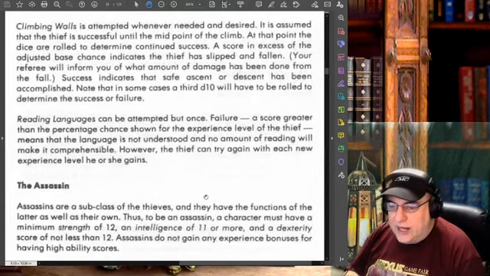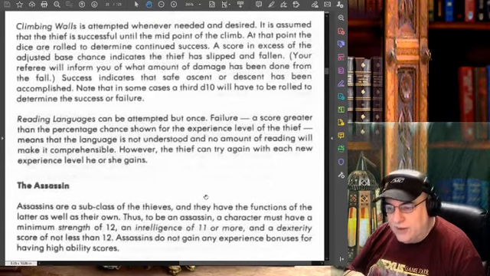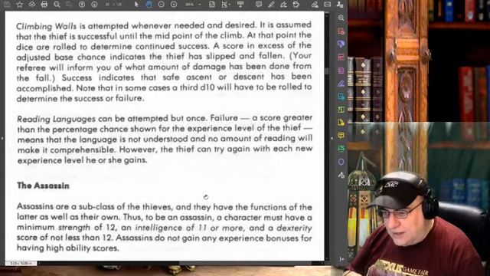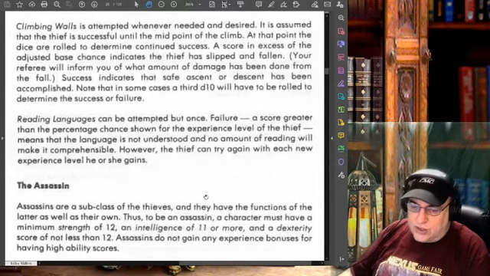Reading languages can be attempted but once. Failure, a score greater than the percentage shown for the experience level of the thief, means the language is not understood. No amount of reading will make it comprehensible. However, the thief can try again with each new experience level he or she gains.